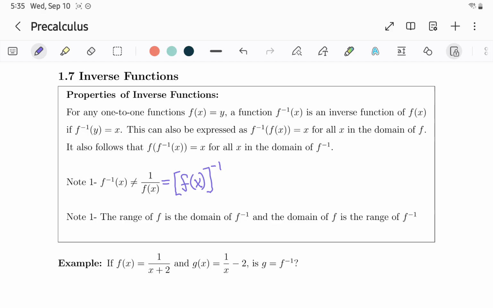And the other thing to note is that the range of f is going to be equal to the domain of f inverse. And the domain of f is going to be equal to the range of f inverse.